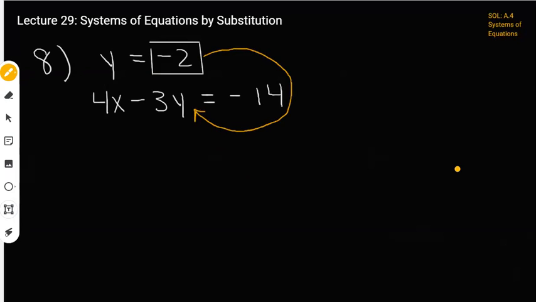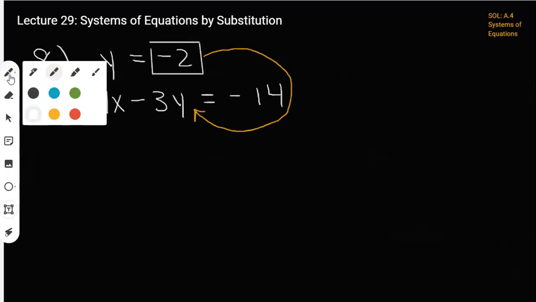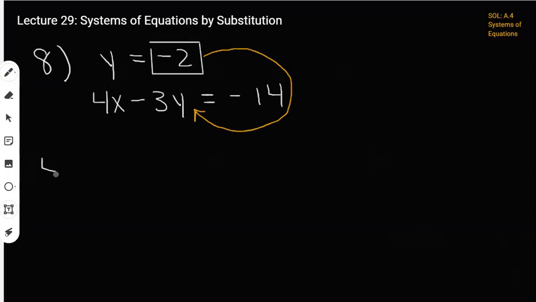So let's see what happens when we do that. I have 4x minus 3y. Y, of course, is -2. And it's equal to -14. And I'll let you finish it from here. Once you find out what x is, you're done. Because you already know what y is, -2, right?